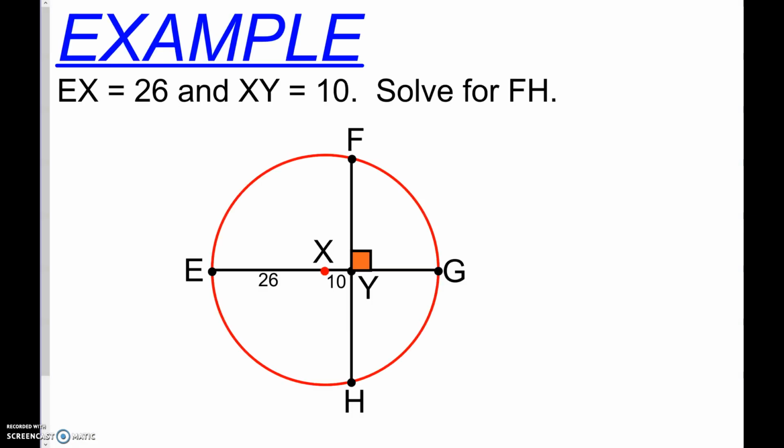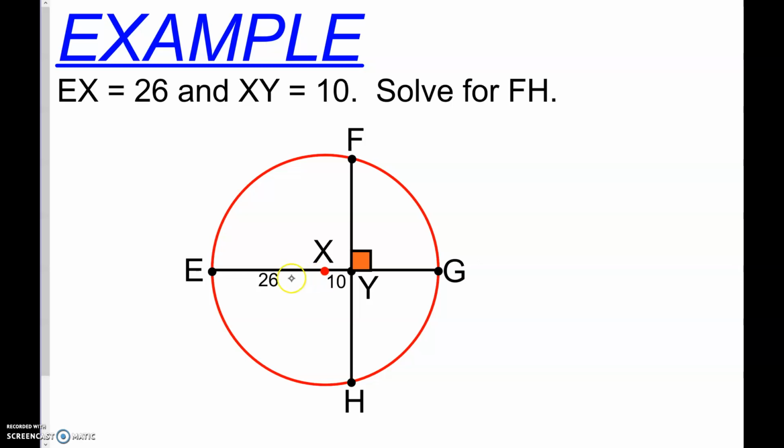All right, so how do we now put this to use? In this circle here, we want to solve for FH, that whole length of FH. Normally we sit here and think and think, and I have someone come up to the smartboard and try to figure this out. This is probably one of the ones that takes the longest for kids to figure out. They're telling us that XY is 10, and that from X to E is 26.